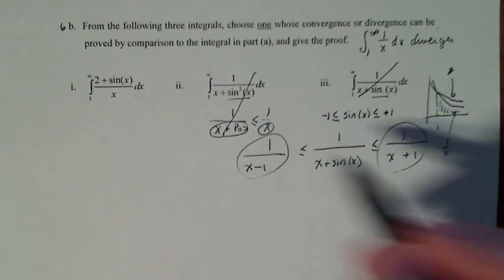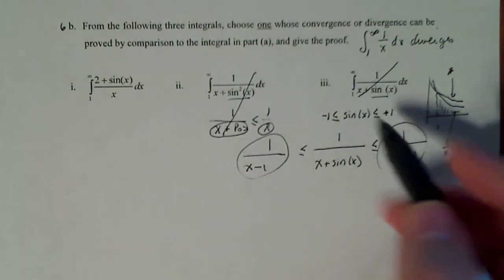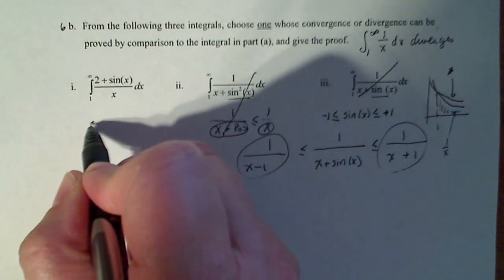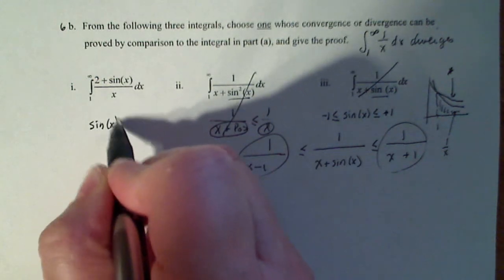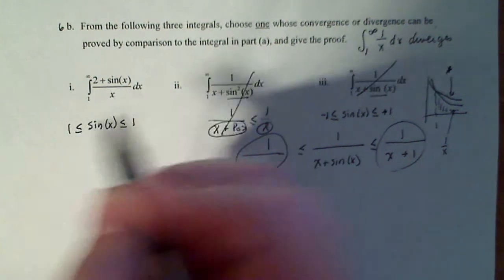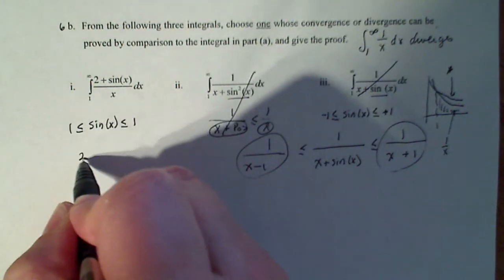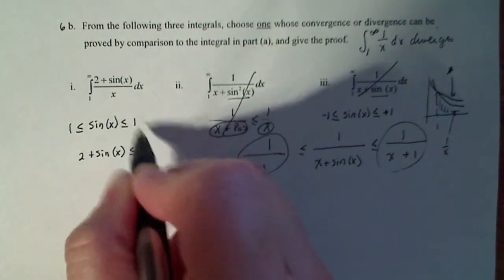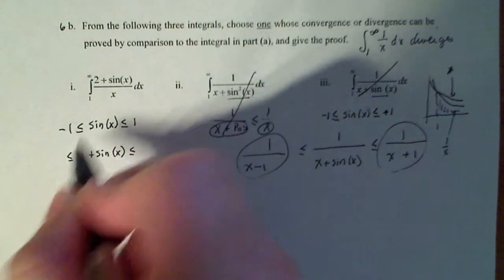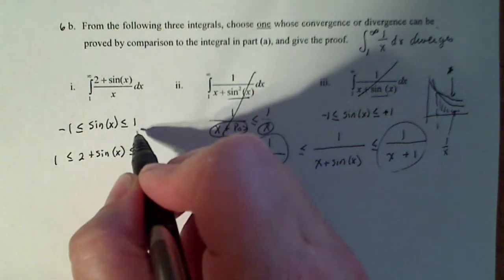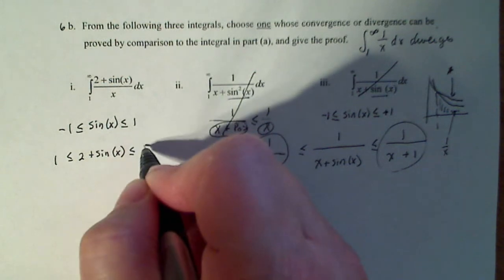Now we're going to do something similar here as we did here. And let's think about this. So I have the idea that sine x lies between -1 and 1. So that means 2 plus sine x lies between, that's -1, sorry, -1 plus 2 and 1 plus 2.